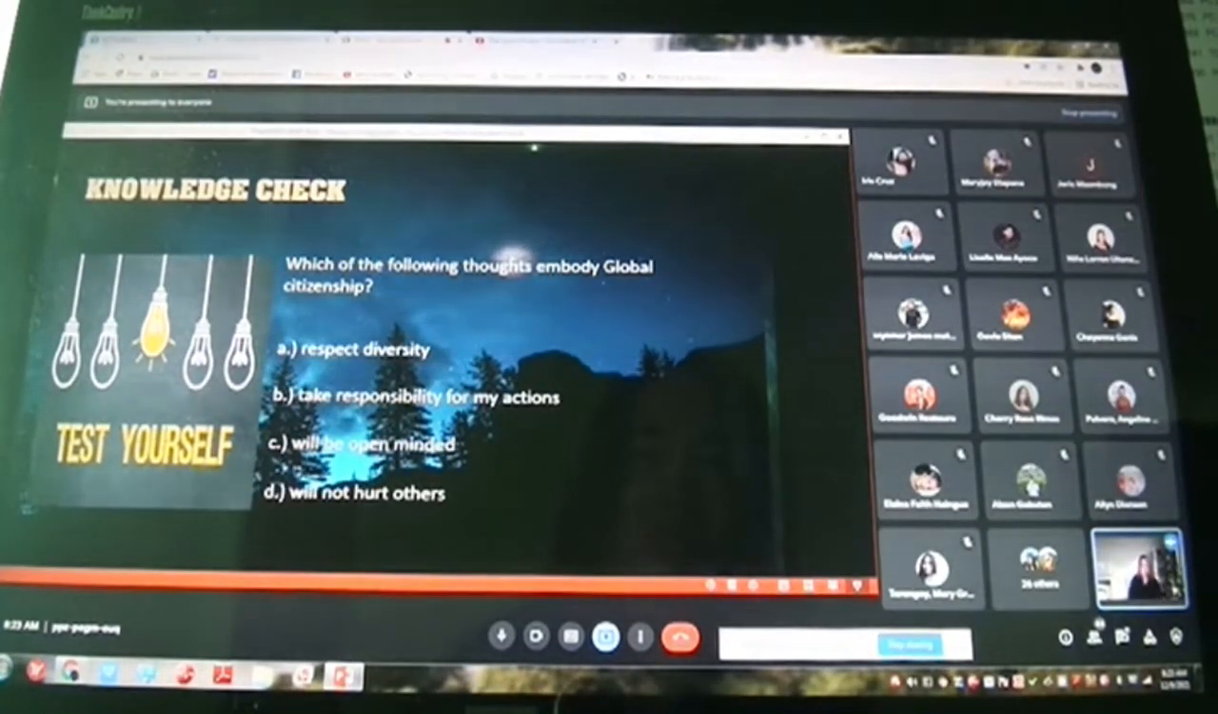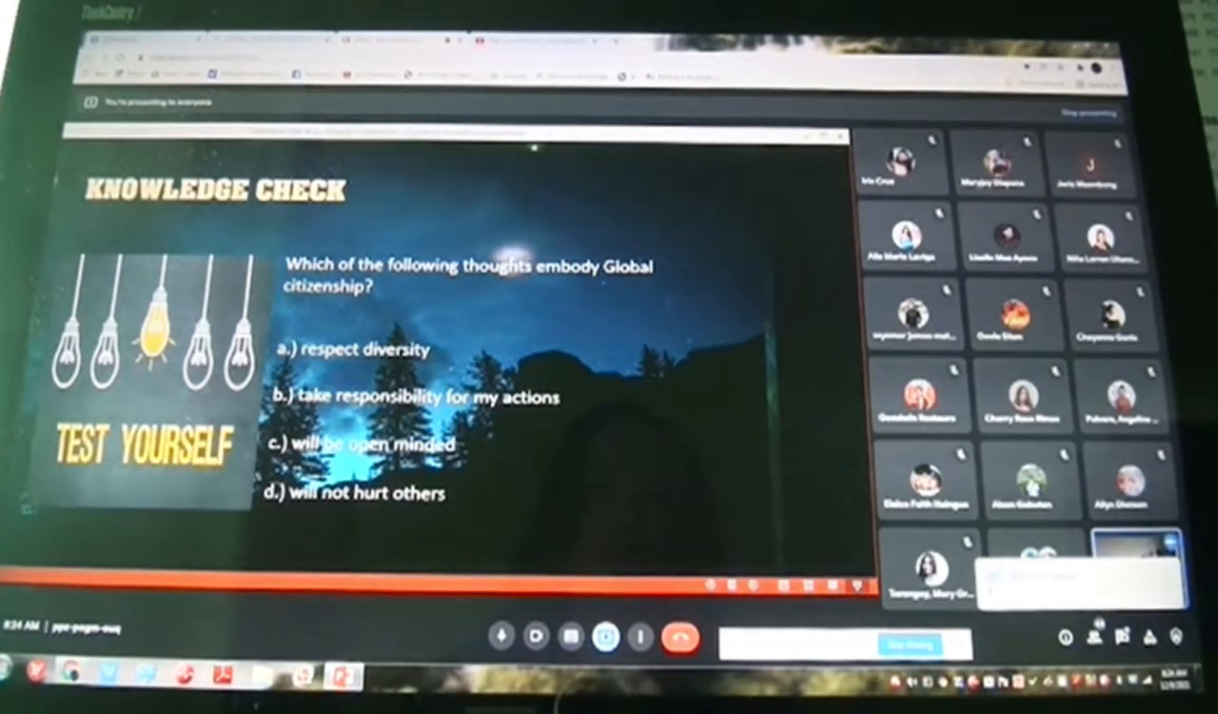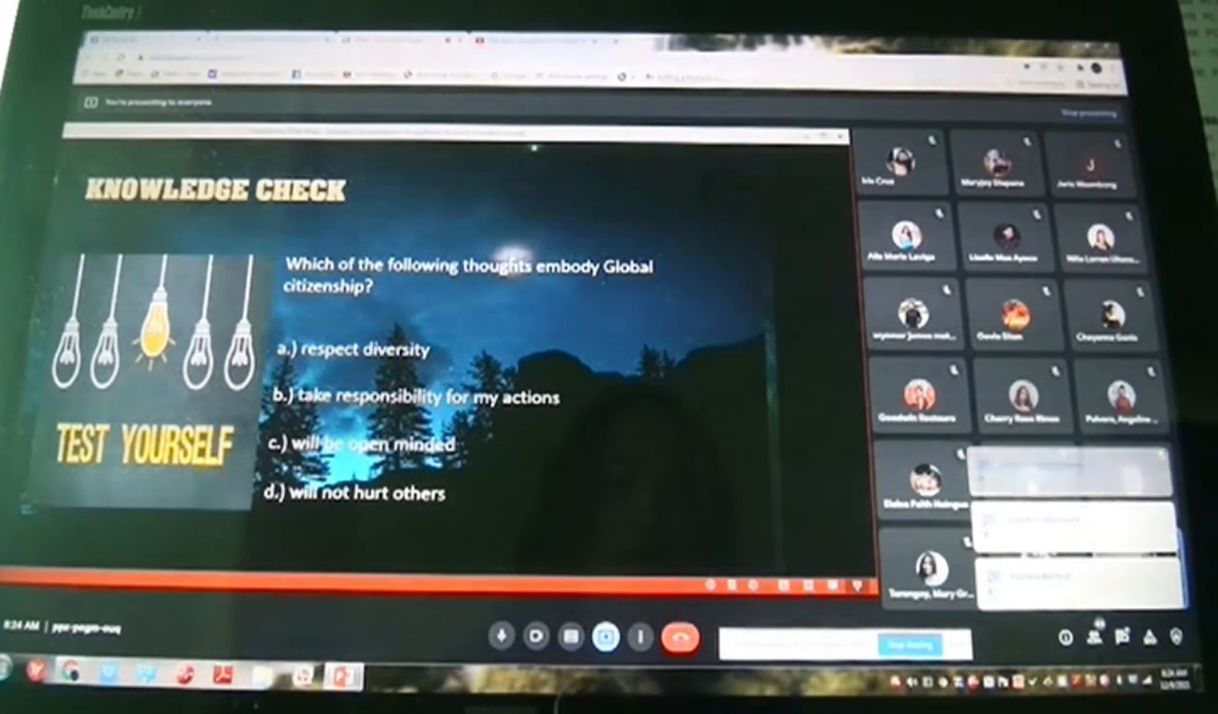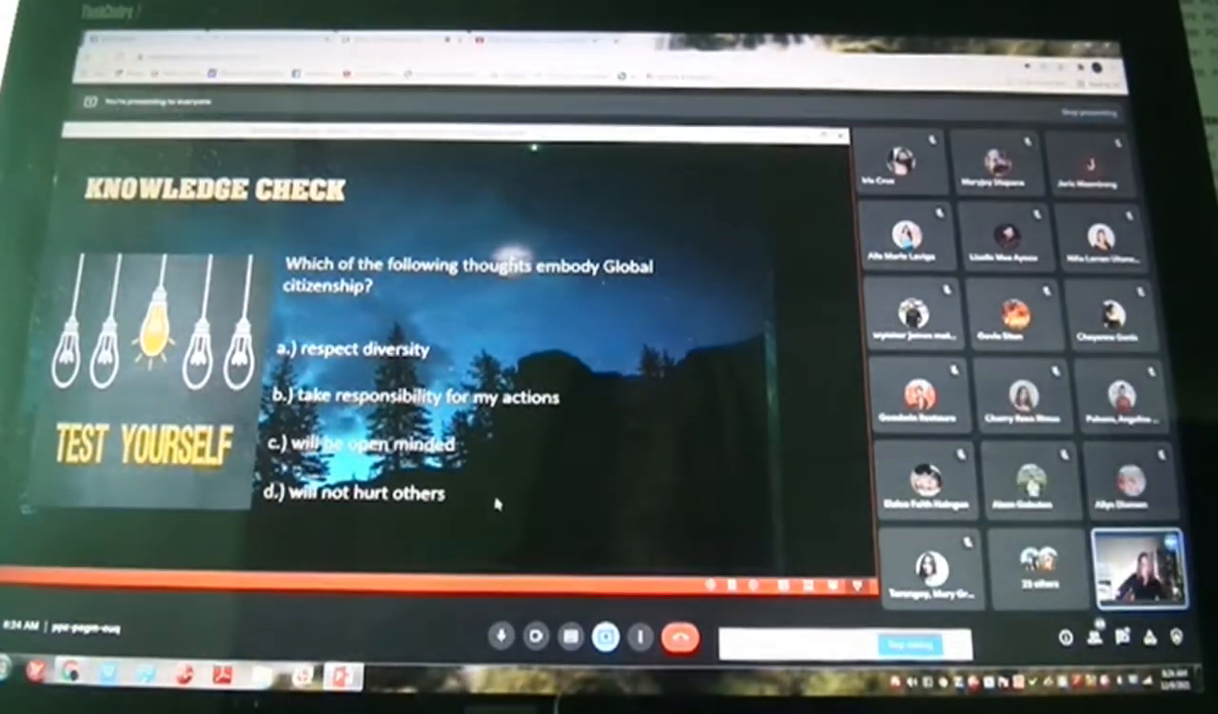Next. Now let's check again. Which of the following thoughts embody global citizenship? A. Respect diversity. B. Take responsibility for my actions. C. Will be open-minded. D. Will not hurt others. What's the answer? All answers are correct: A, B, C, D. All of these embody being a global citizen.